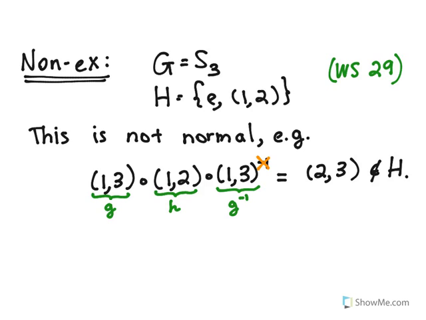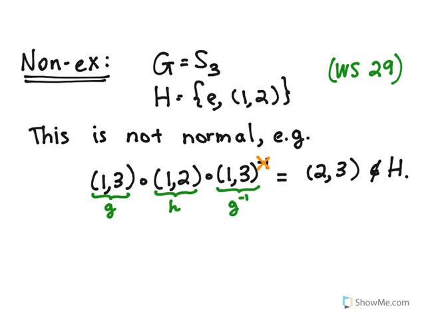So we did g h g inverse, where g was in the group capital G, h was in the subgroup capital H, and the answer we got was not in the subgroup capital H, which verifies that capital H is not a normal subgroup.